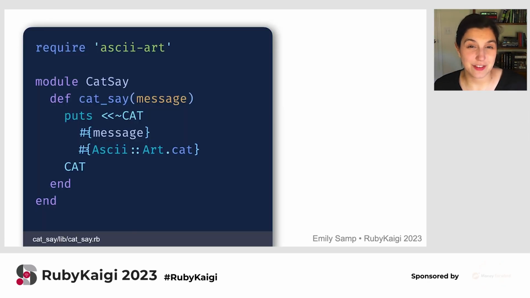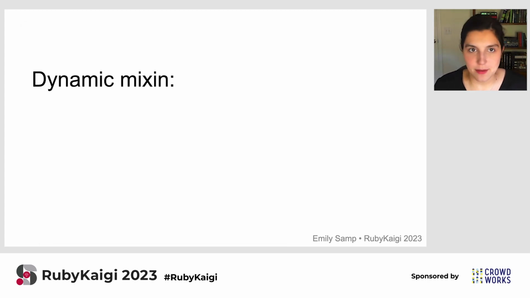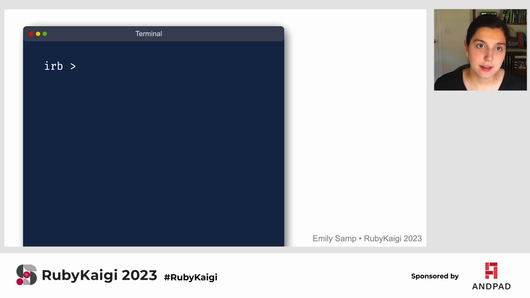Let's revisit my cat-say gem once again. I've recently decided that it isn't enough for my cat-say method to be encapsulated inside the cat-say module. I want my method to be exposed at the Ruby root level. To accomplish this, I decide to include my cat-say module on Ruby's Object class. This is an example of what I'm calling a dynamic mixin. For the rest of this talk, I'll use the phrase dynamic mixin to talk about any calls to the prepend, include, or extend methods that occur outside of a class or module definition, as I just showed in the cat-say gem on the previous slide.